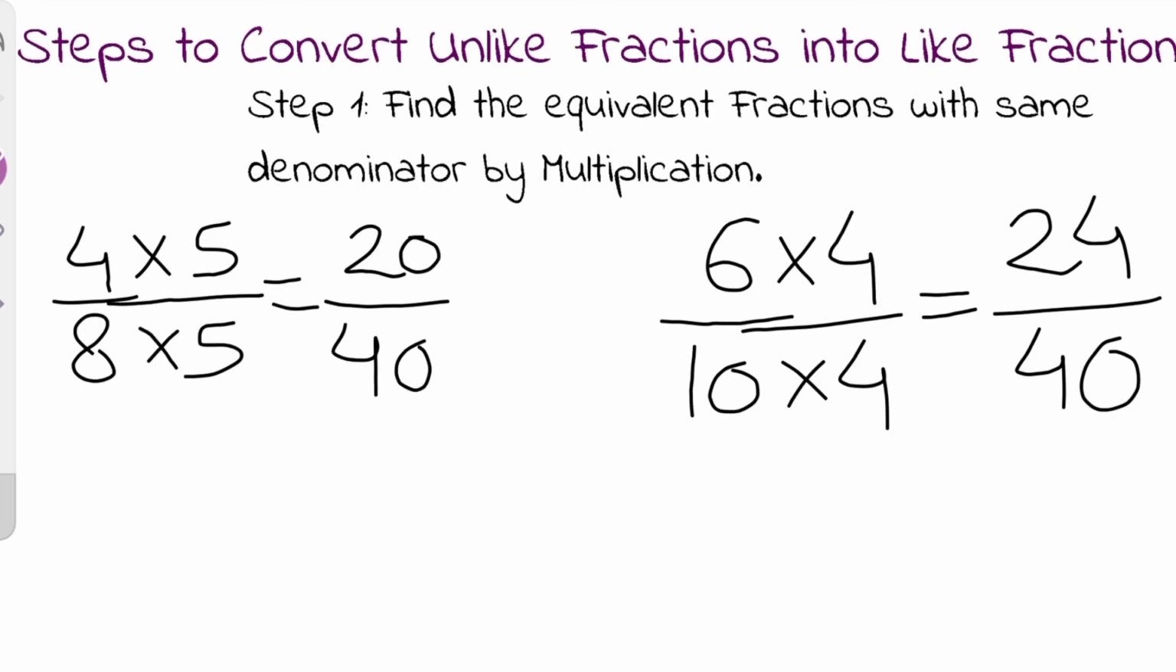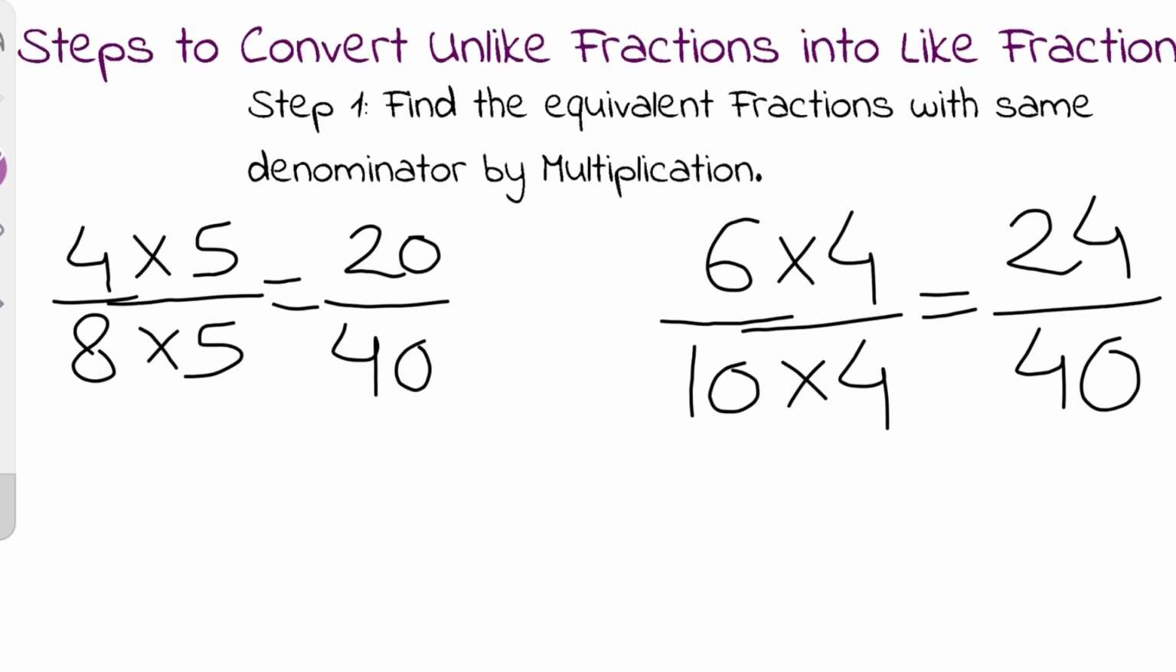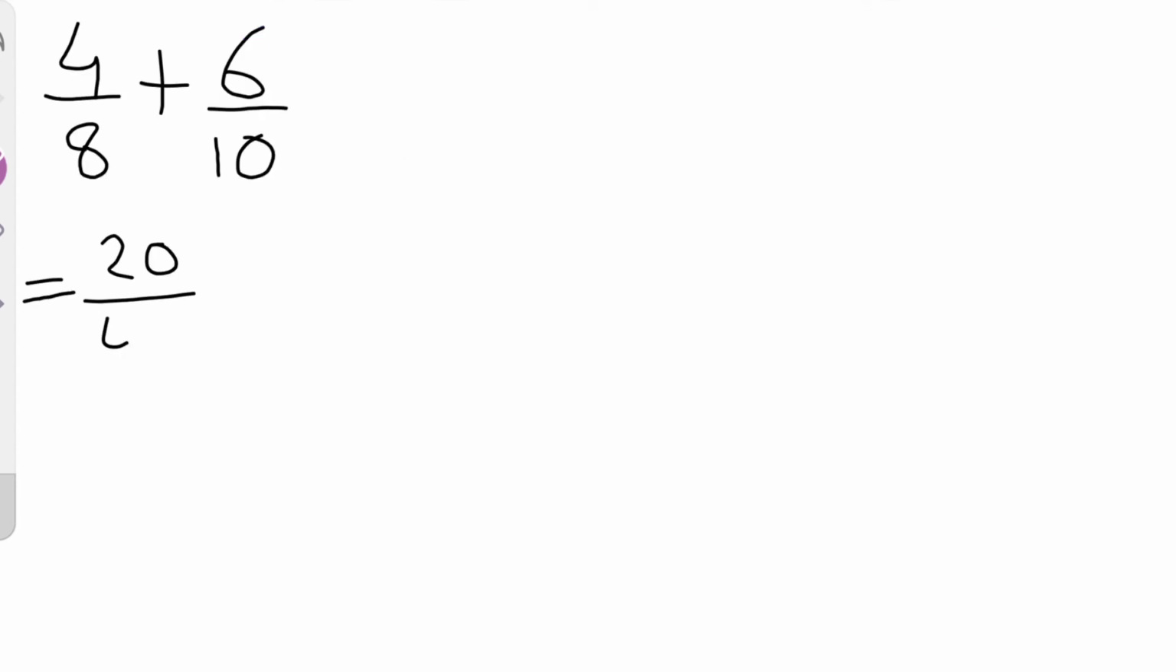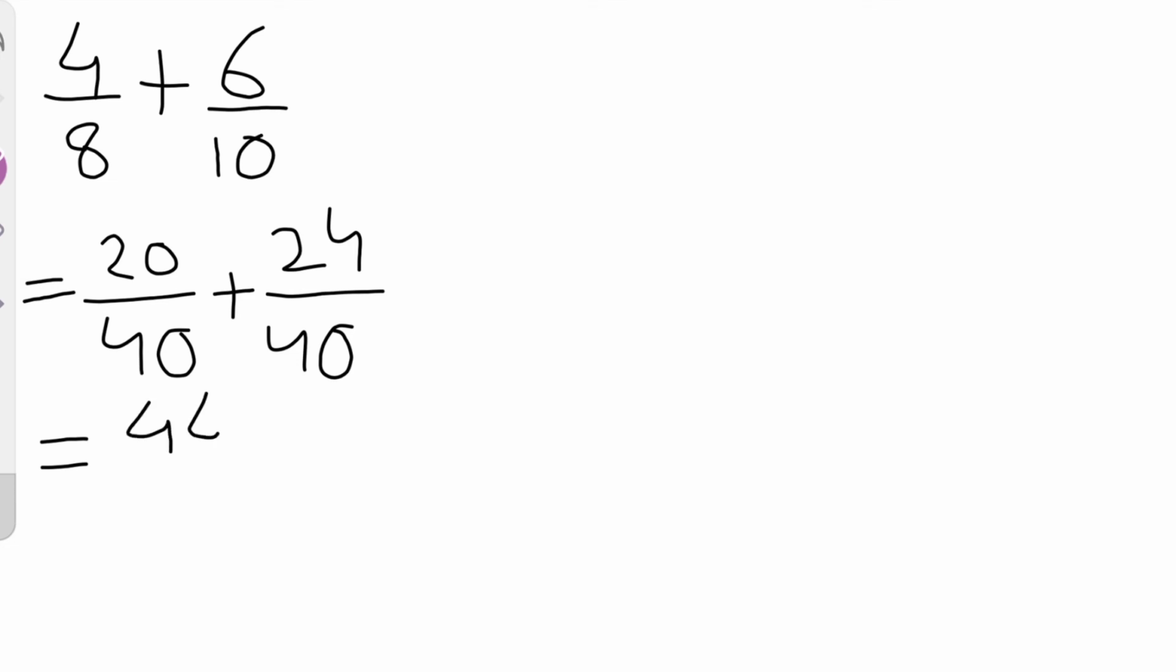Let's try to solve another example for addition and then for subtraction. For example, the first fraction is the same numbers that we have taken before, that is 4 by 8 and 6 by 10. So 4 by 8 plus 6 by 10. The equivalent fractions were 20 by 40 and 24 by 40. So 20 by 40 plus 24 by 40. Now we will add the numerators and the denominator will remain the same. So 20 plus 24 is equal to 44 upon 40. So yes, this is our final answer.